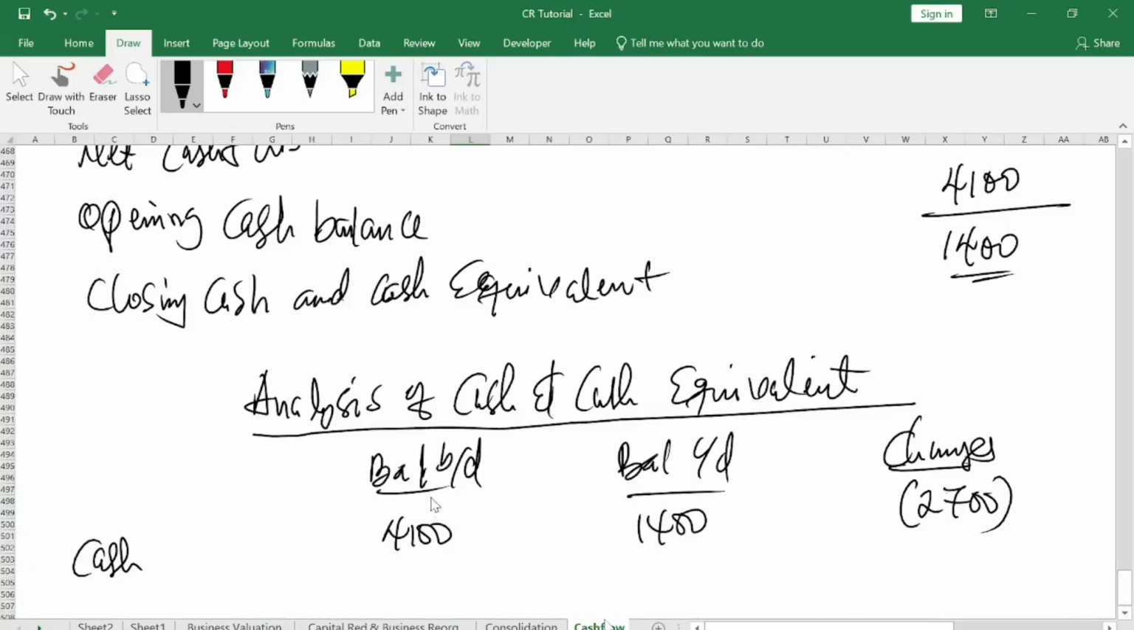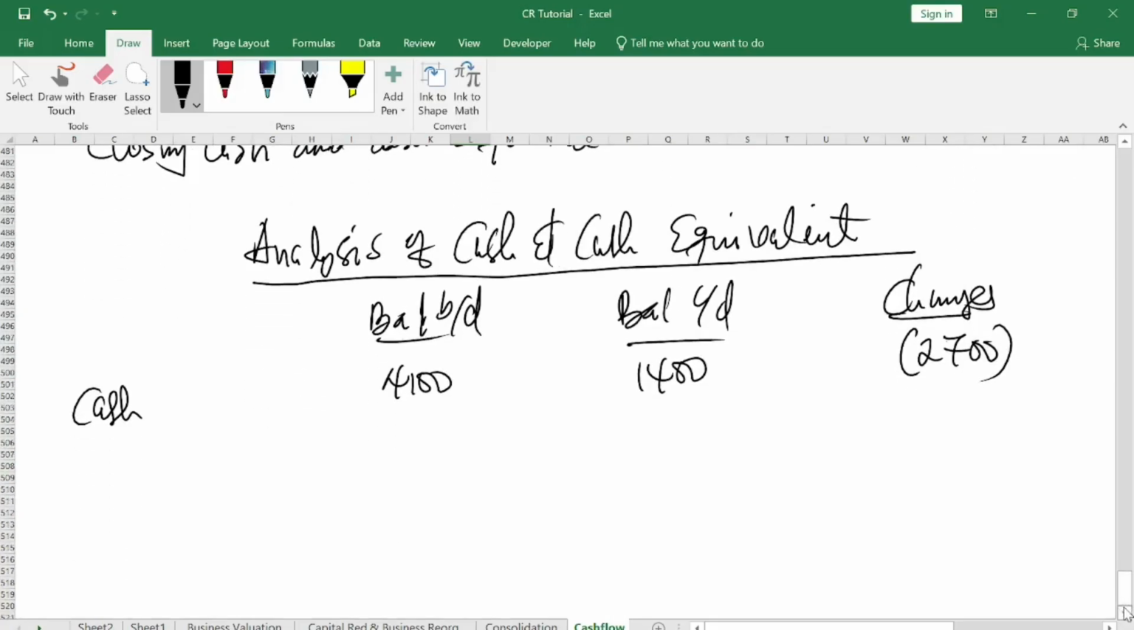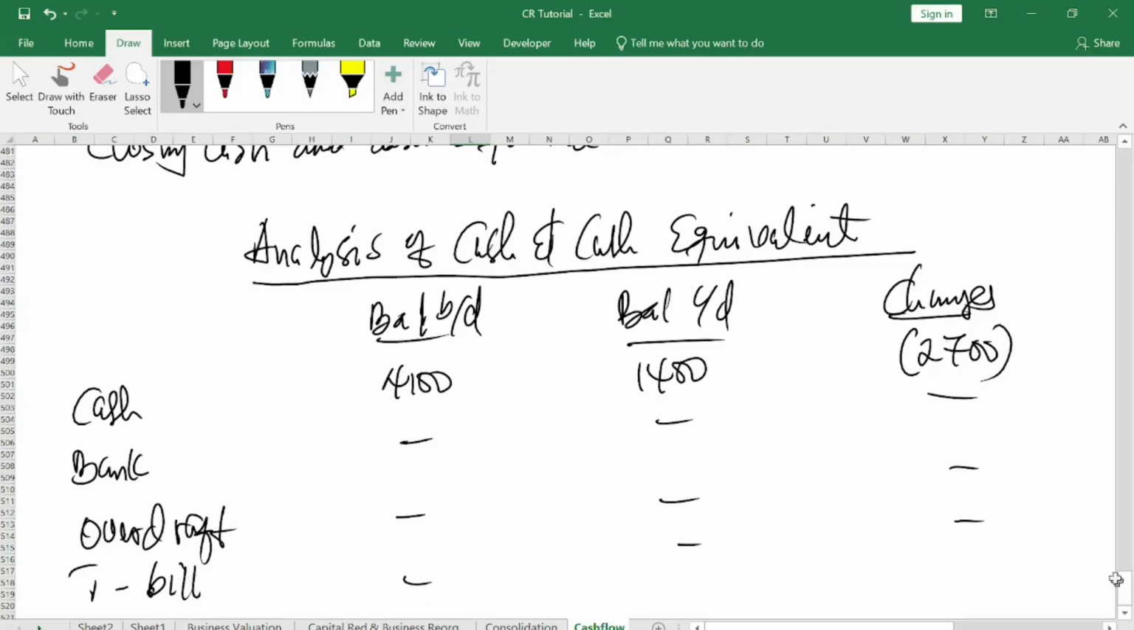So you have your balance brought down, your cash 4,100, and then the closing is 1,400. The change in it is 2,700. Do you have overdrafts in the question? No. Do you have bank accounts in the question? No. Do you have a treasury bill in the question? No. If you have bank, you will bring that one here. We don't have it. If you have maybe overdraft, you also bring it here. We don't have it. Or if you have maybe T-bill, we don't. Okay, so that is it.